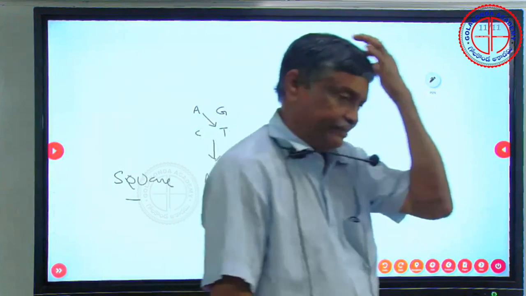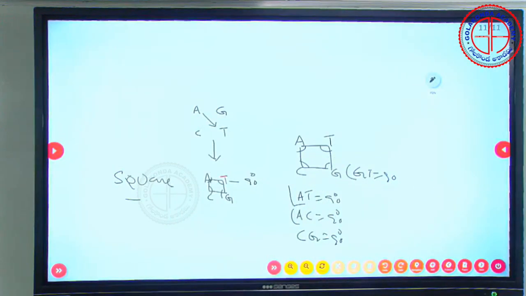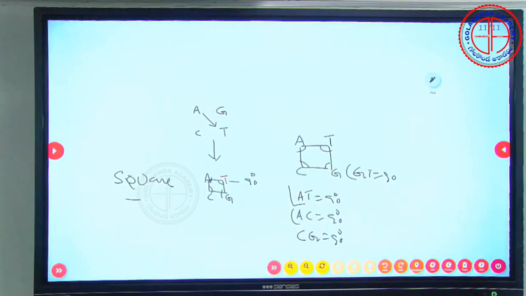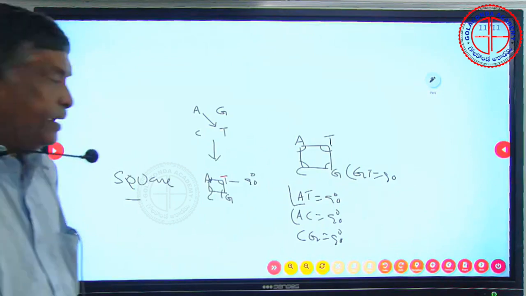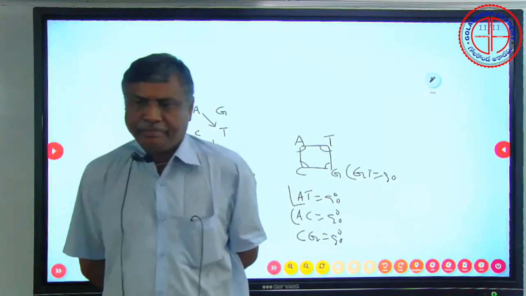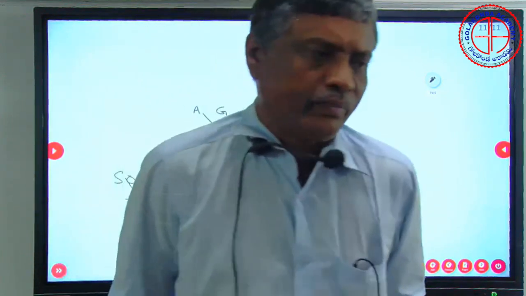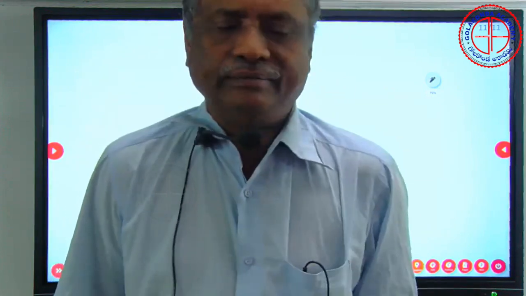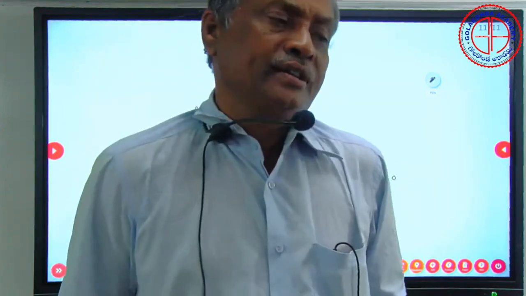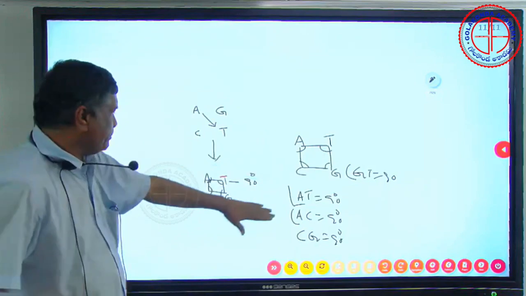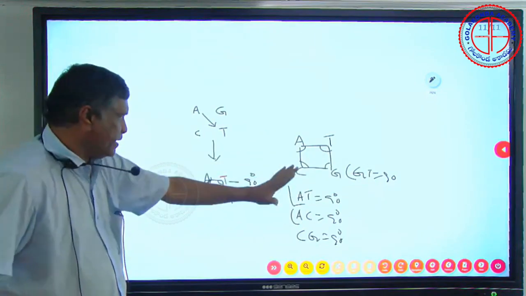Nitrogen bases arranged in square shape. So between any two nitrogen bases, a 90 degrees angle is present. Just take this rough diagram regarding this one, enough.